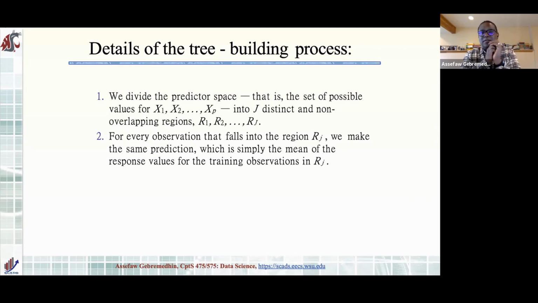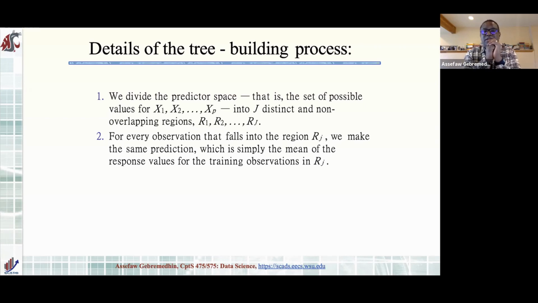So what is the tree building process? This was the baseball example. It was simple. We could visually tell because of the scatter plots, but we will not always be able to tell what the tree should look like. And that's why the algorithms would come in. This is what the libraries in the software packages would implement.